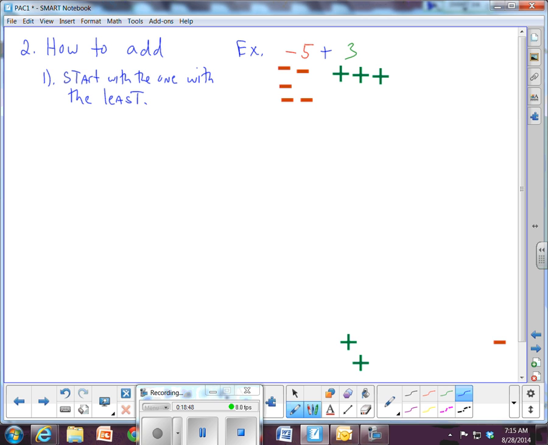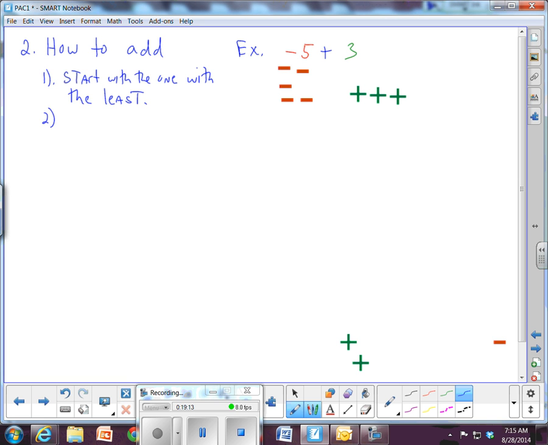Okay. So if you look at it, we have 5 negatives and 3 positives, right? Look at it. 5 negatives and 3 positives. So what's the one with the least? It is the 3 positives, right? Right there. The one with the least is the 3 positives. So that's how you want to start. Start with the one with the least.